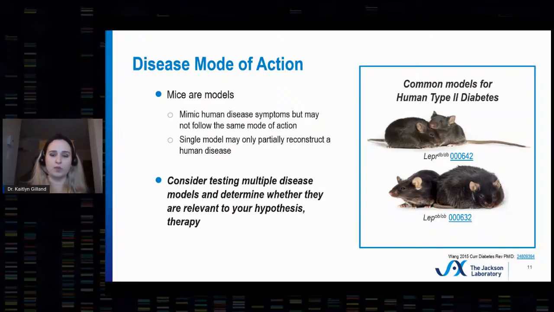However, there are very few people who actually have a single mutation for diabetes. And so for this reason, it may not make sense to use this model to understand how diabetes works in humans, but it could make sense to determine if there's an experimental drug that could manage the symptoms of type 2 diabetes. So really think about considering multiple disease models and determining whether they are going to be relevant to your hypothesis or the therapy that you're interested in.